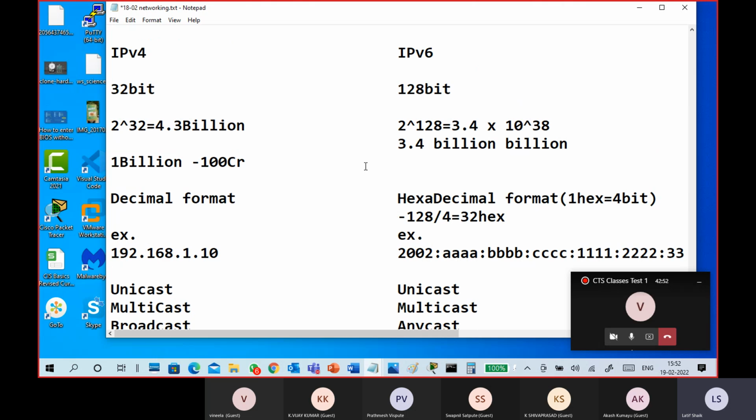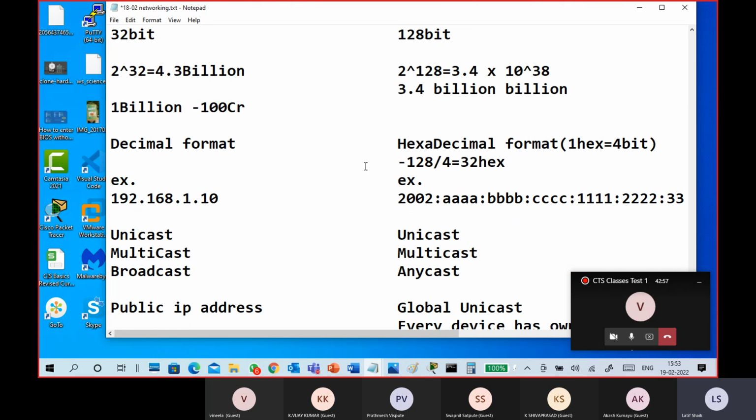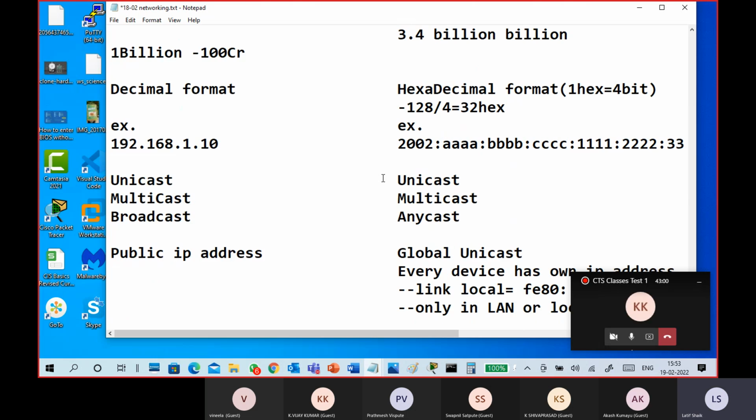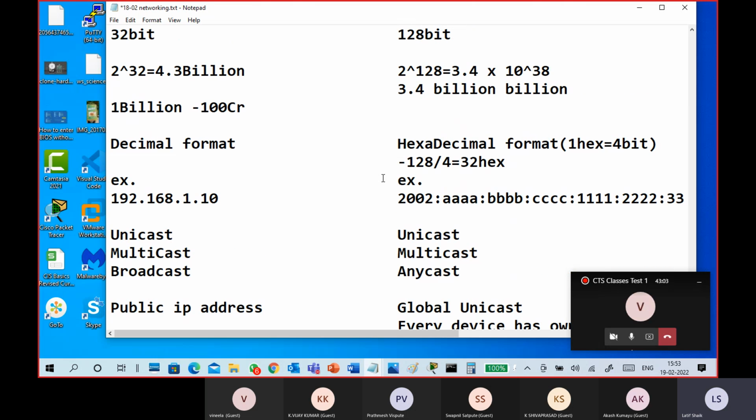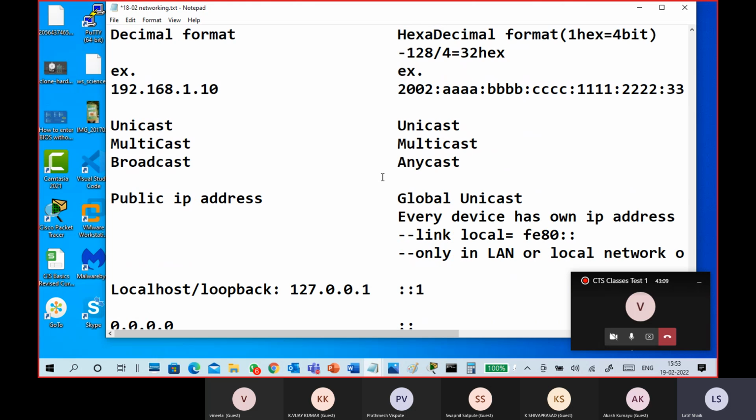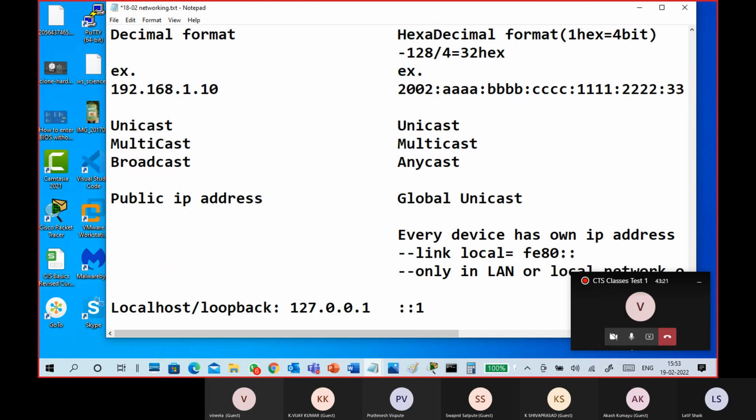Again, 32-bit, 128-bit, 4.3 billion IP addresses, 3.4 billion IP addresses. Next, decimal format, hexadecimal format. Unicast, multicast, broadcast, unicast, multicast, anycast. We have public addresses for communicating through the global network, through the internet. Here we use a global unicast address. People say it is a /2. Global unicast address is represented by /2.